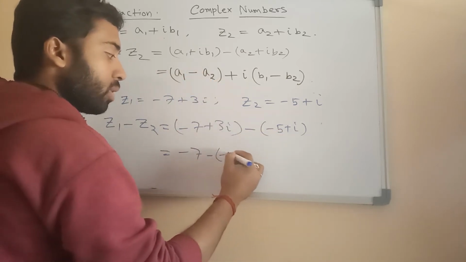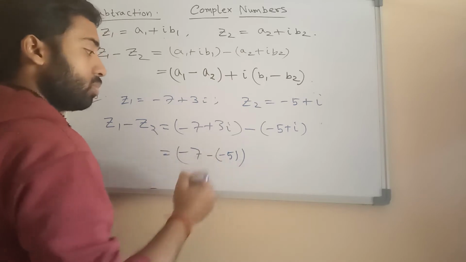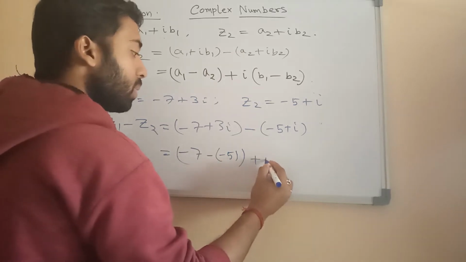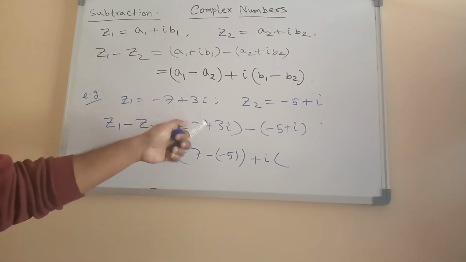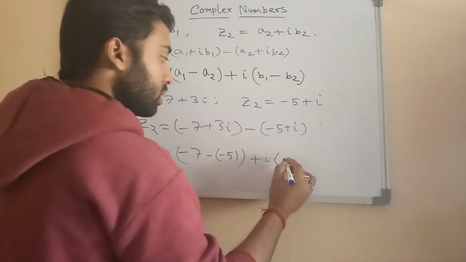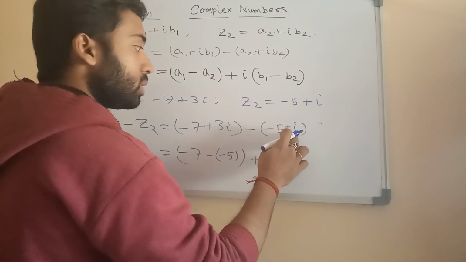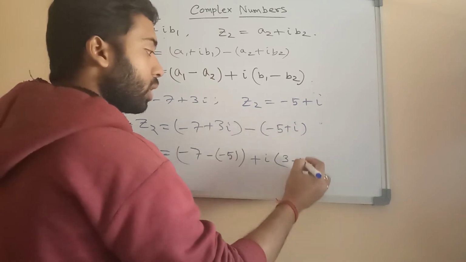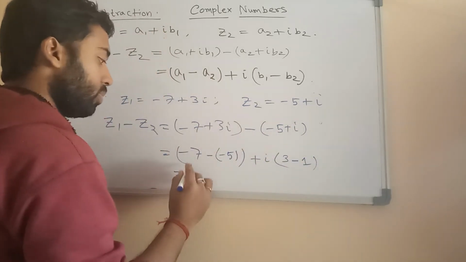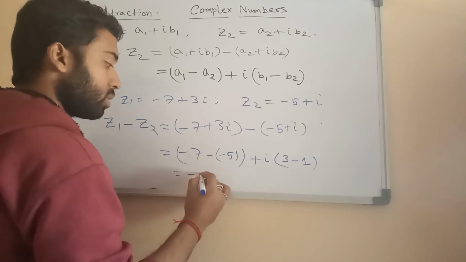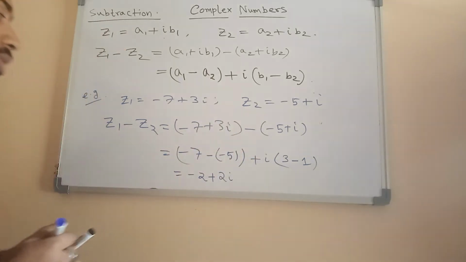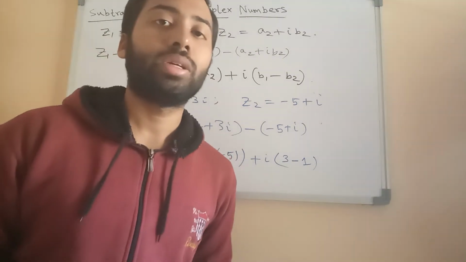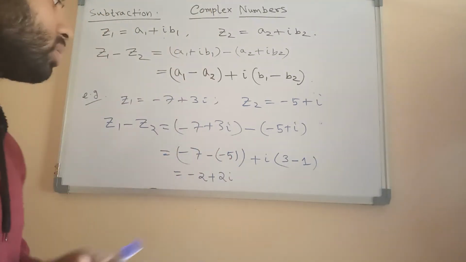So minus of minus 5. Subtraction between the real parts, plus i into the subtraction between the imaginary parts. Here it is 3 minus the imaginary part, which is here 1. So it becomes minus 7 plus 5, that is minus 2, plus 2i. So you cannot say minus 2 plus 2i is greater than 0 or less than 0. This type of thing doesn't hold in case of complex numbers.